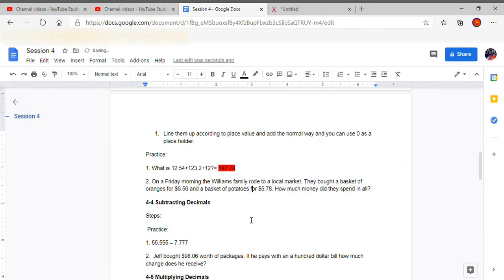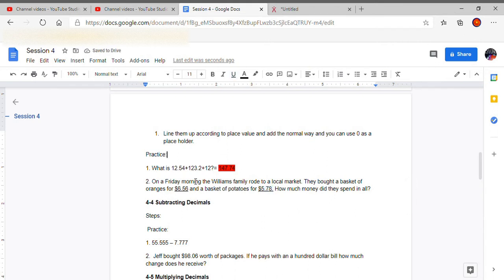Next. On a Friday morning, the Williams family rode to a local market. They bought a basket of oranges for $6.57 and a basket of potatoes for $5.78. How much money did they spend in all?